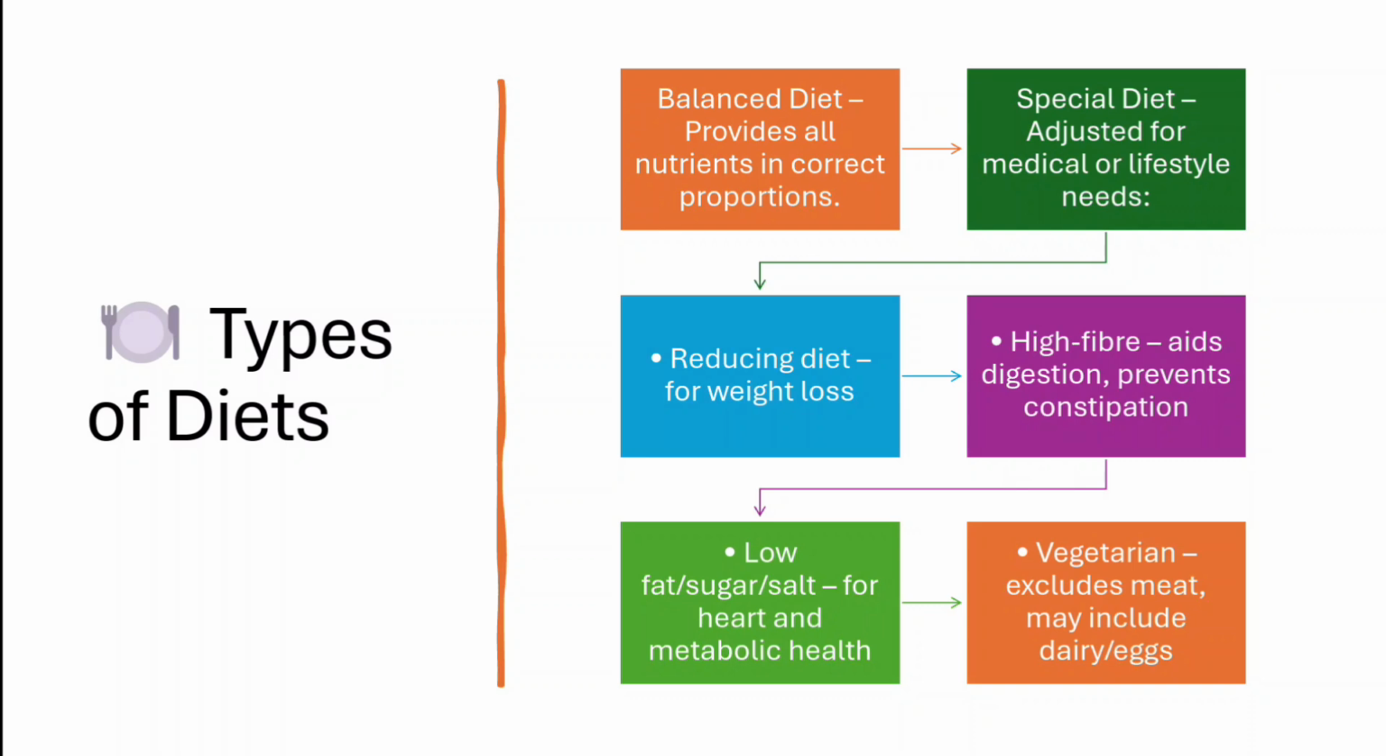This one excludes meat, but may include dairy or even eggs, and that is dependent on the type of vegetarian, right? So you have lacto-vegetarian that consumes dairy products and vegetables, or lacto-ovo-vegetarian, which consumes dairy products, eggs, and vegetables, or ovo, which consumes eggs and vegetables.